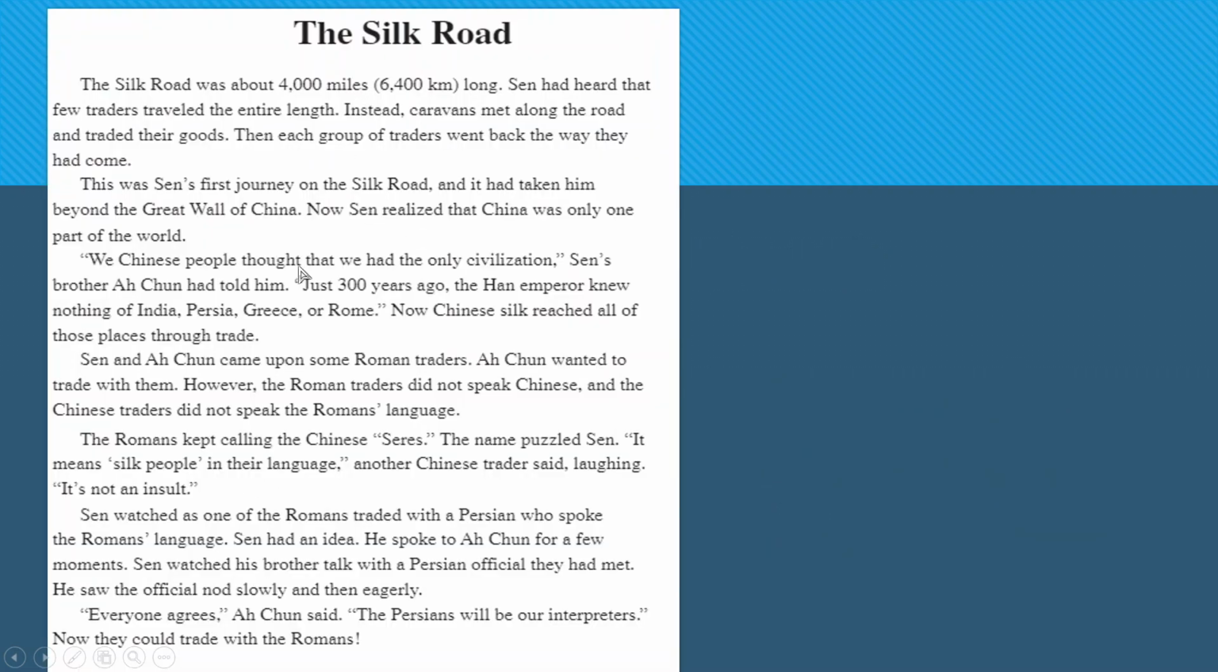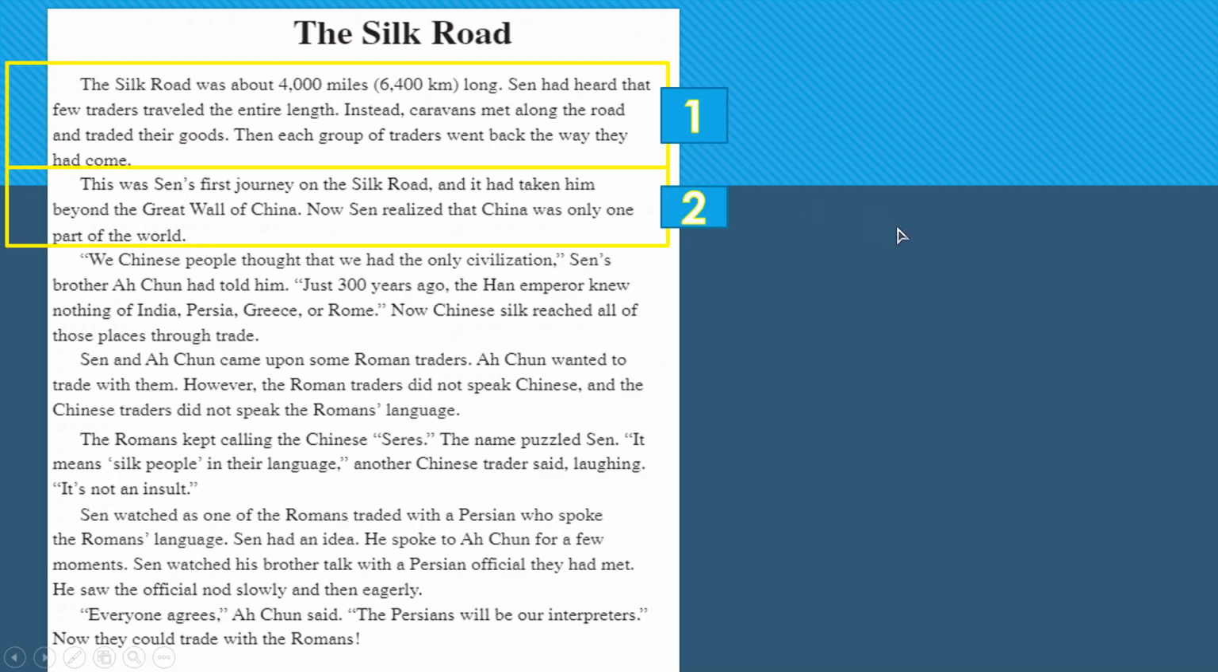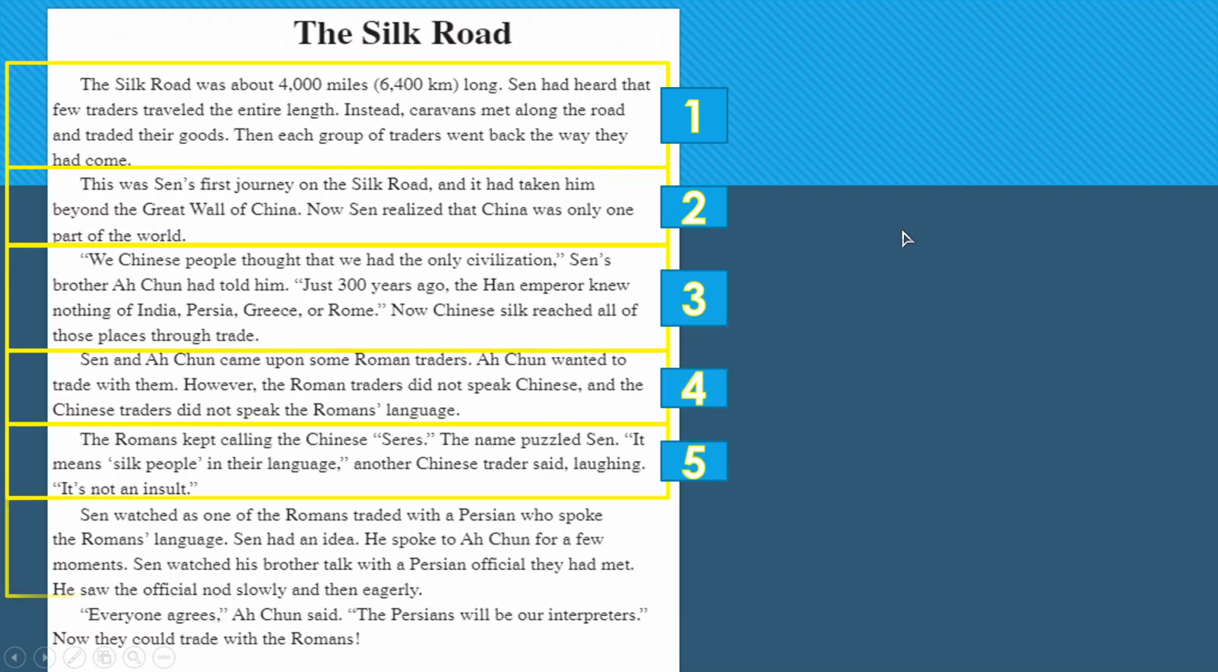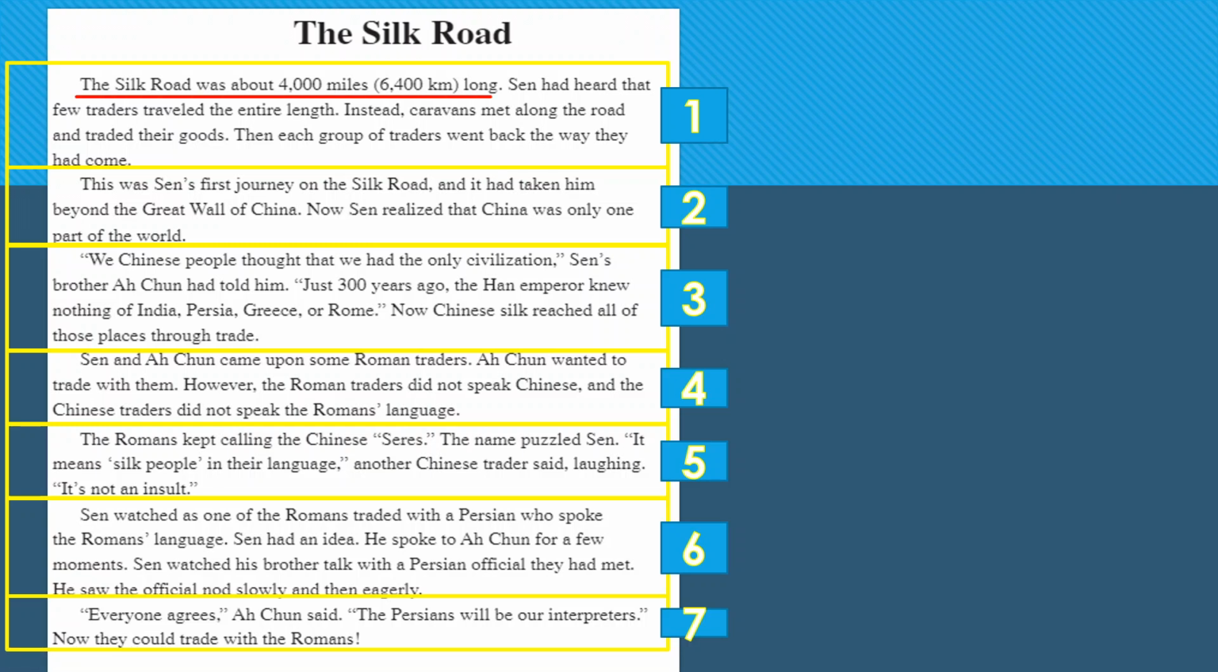We need to count how many paragraphs are there here. So we have, that's number 1, that's the first paragraph, that's the second paragraph, that's the third paragraph, that's the fourth, that's the fifth paragraph, the sixth paragraph, and the seventh paragraph. So there are 7 paragraphs here, and there are 7 small main ideas. Okay, so we go here to the first paragraph. Now, where can we find the main idea of the first paragraph? In our discussion, it can be found in the first sentence or in the last sentence.